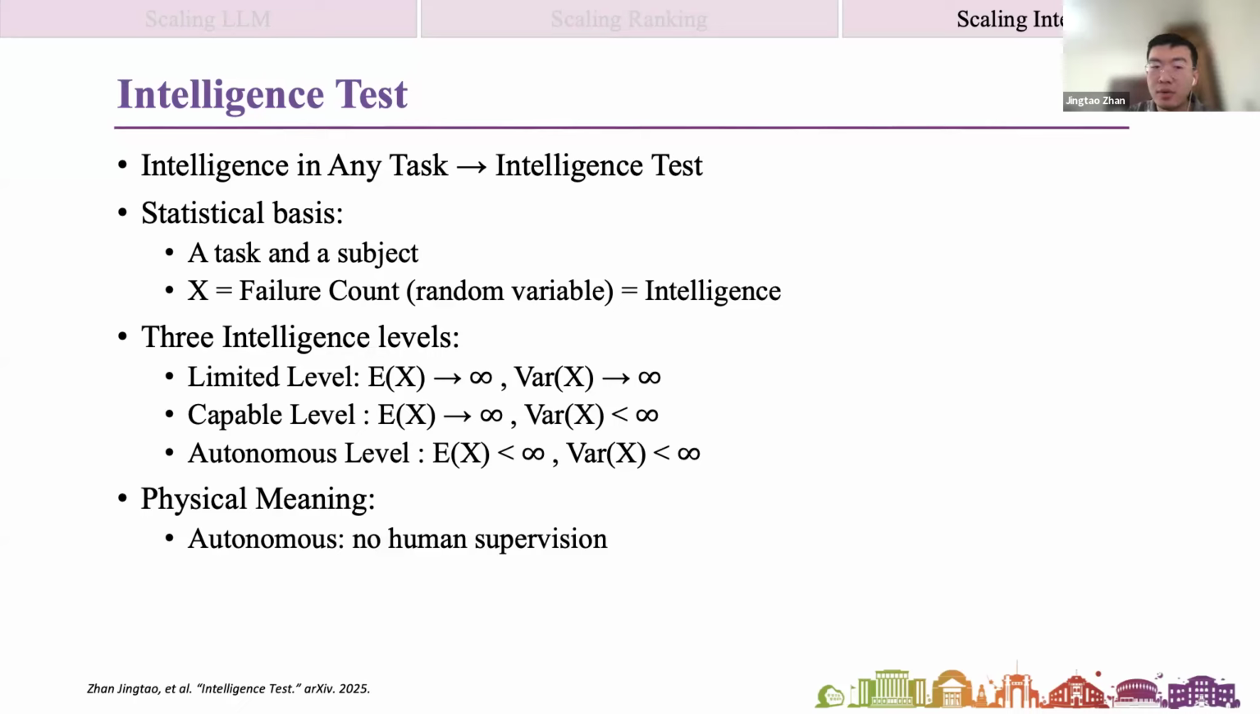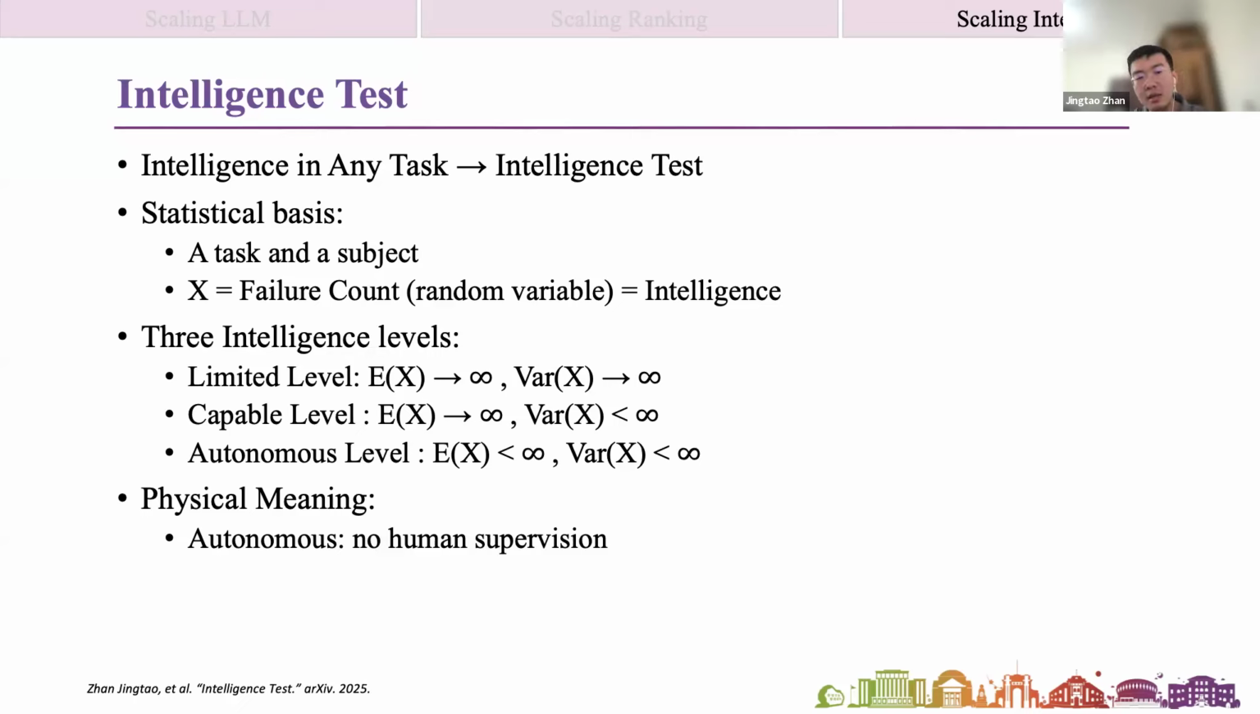And we can define 3 intelligence levels. For the limited level, the expectation and the variance of the failure count are both infinite. For the capable level, the expectation is finite, but the variance is infinite. For the autonomous level, the expectation and the variance are both finite.